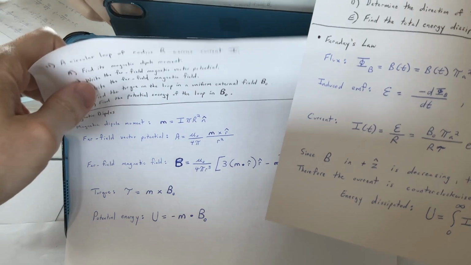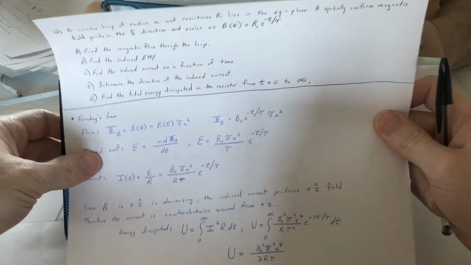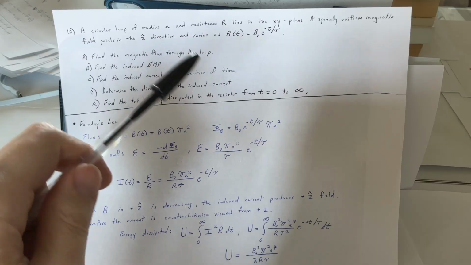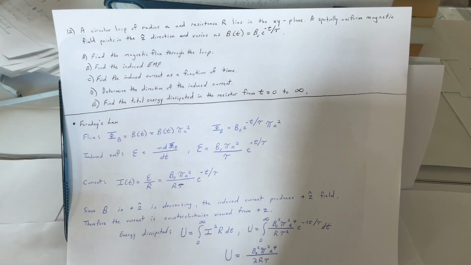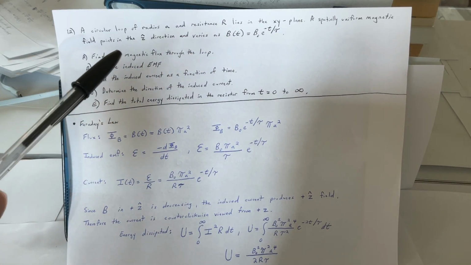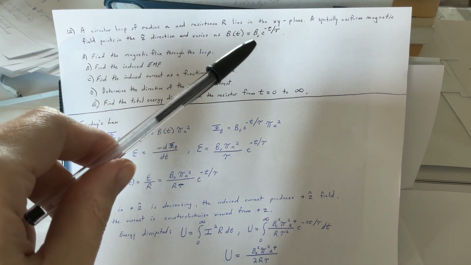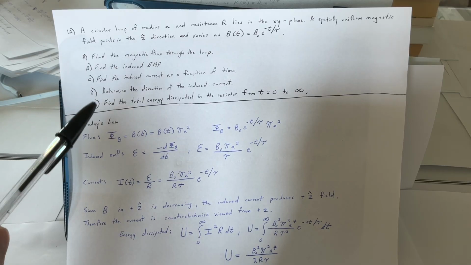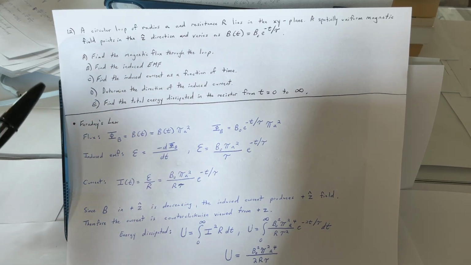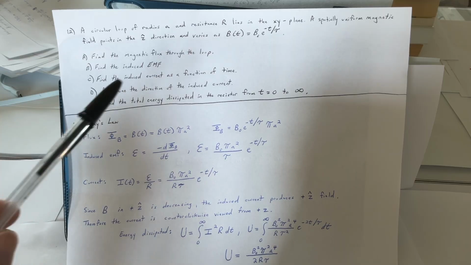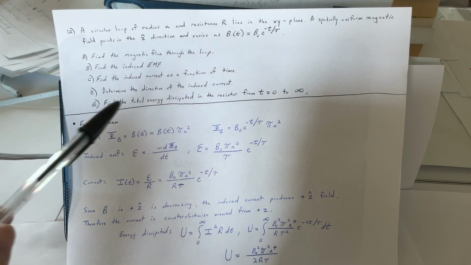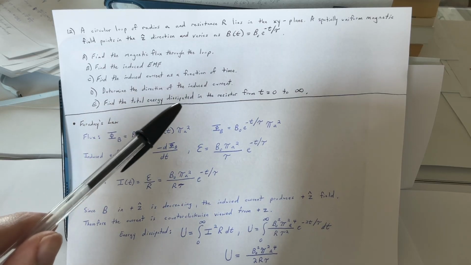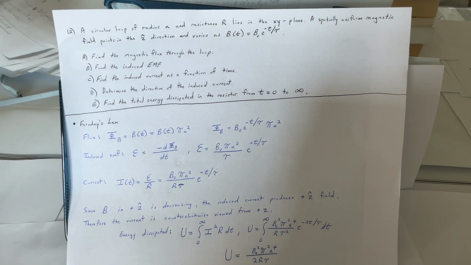Moving along to number 12. A circular loop of radius a and resistance R lies in the xy plane. A spatially uniform magnetic field points in the z direction and varies as B of t equals B naught e to the negative t over tau. A: find the magnetic flux for the loop. B: find the induced EMF. C: find the induced current as a function of time. D: determine the direction of the induced current. And E: find the total energy dissipated in the resistor from t equals 0 to infinity.